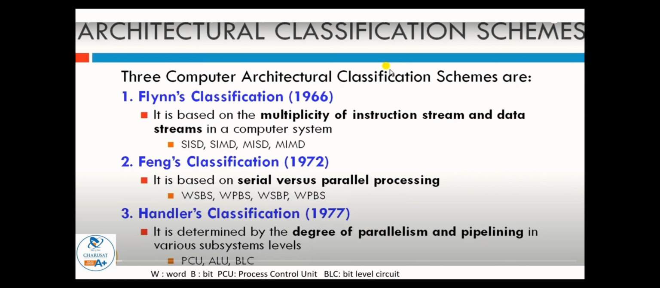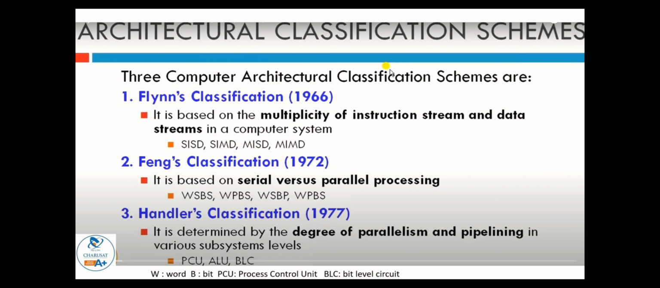Second one is Fang's classification, 1972. It is based on serial versus parallel processing: WSBS, WPBS, WSBP, and WPBP. Here, W means word, B means bit, S means serial, and P means parallel.